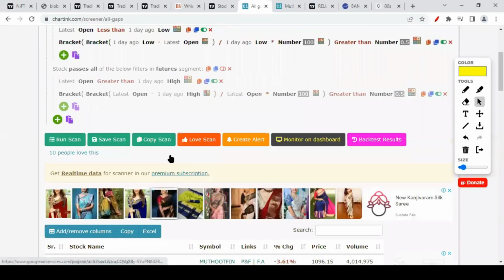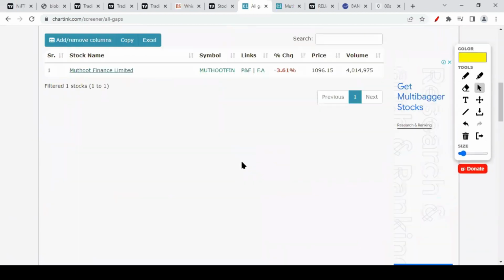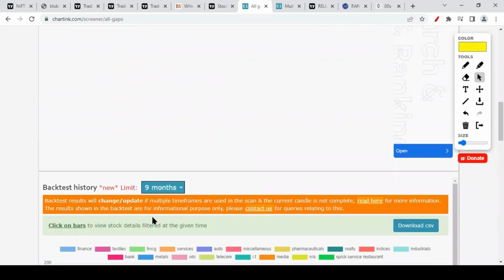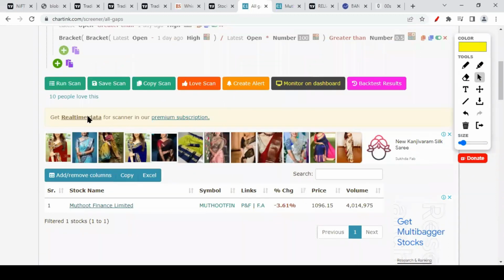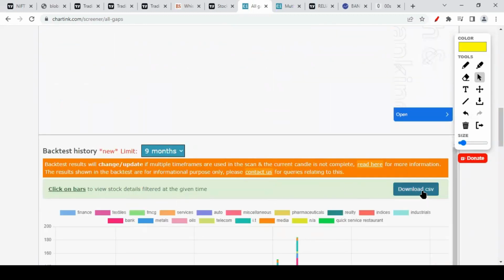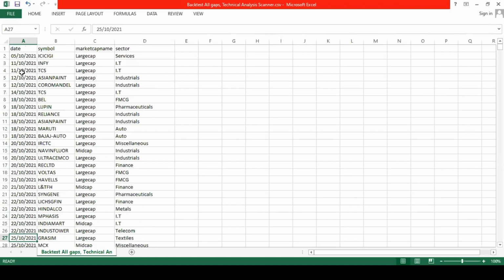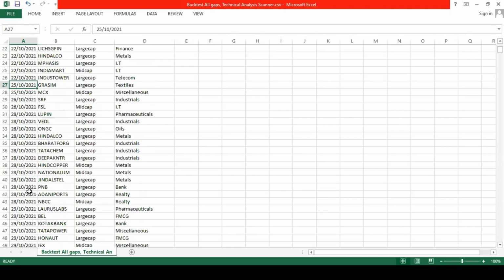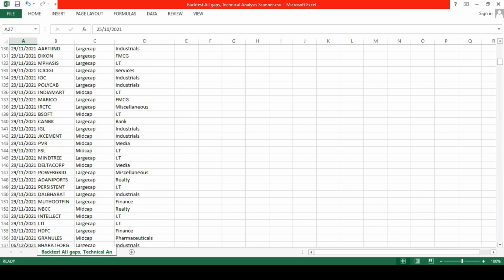So yeah, if you want to do the backtesting and see the previous results, you can go and download that. It will give you 9 months of data. So for the previous 9 months, whatever stock has opened gap down. For example, I have just selected gap down stocks. For the past 9 months, I'll get the data. You can go here and download the CSV. In this CSV, I see the stocks which gapped down in October 2021, in November 2021, etc. So all the previous 9 months of data I'll get from here.